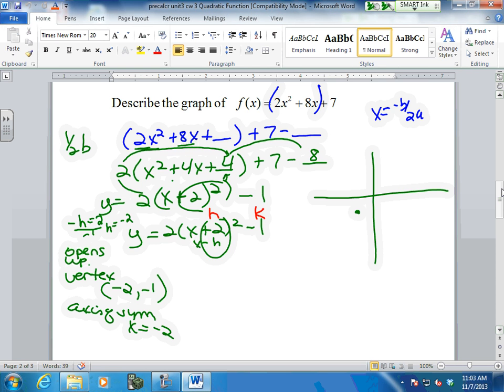The 4's never cancel out inside, but I can't put 4 over here until I take it out of my parentheses.